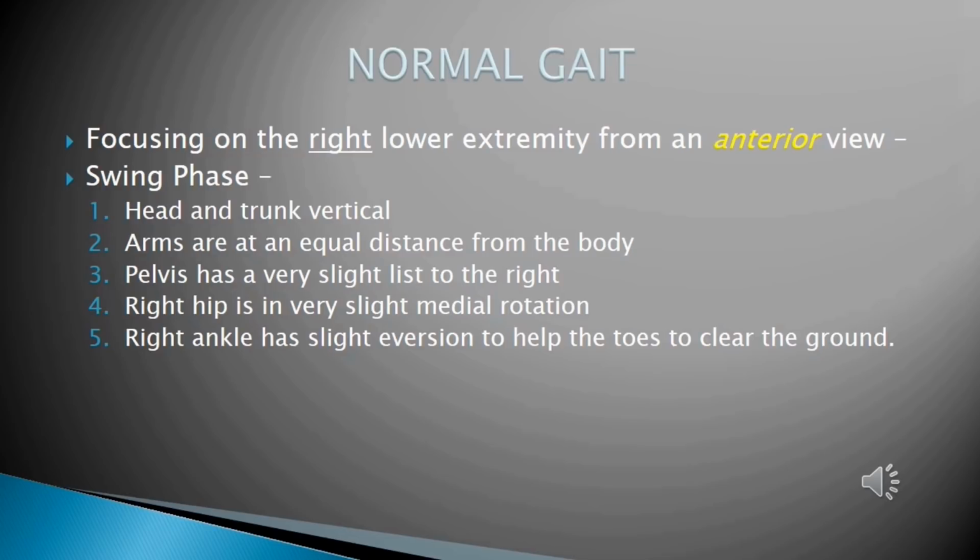Okay, let's take a look at the swing phase of gait from the anterior view. From the anterior view, the head and trunk are vertical. The arms are at an equal distance from the sides of the body. The pelvis has a very slight lift now to the right side. The right hip is in very slight medial rotation, and the right ankle has slight eversion to help the toes clear the ground.